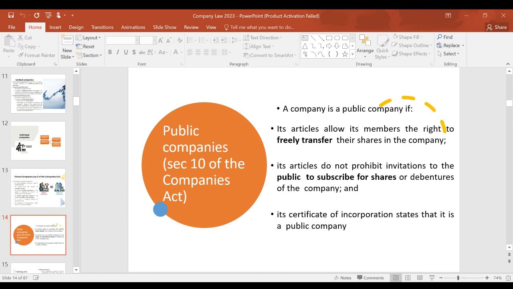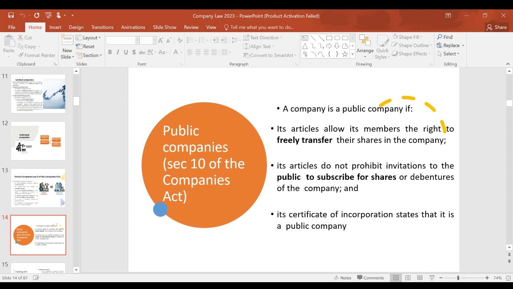Other than that, a public company also has the limitation that there must be at least two directors. And at the time when directors are being appointed, at least one of those directors must be a natural person.